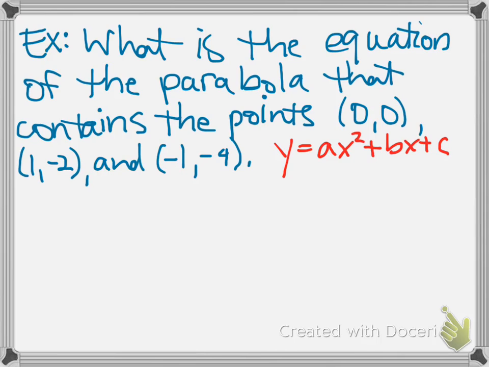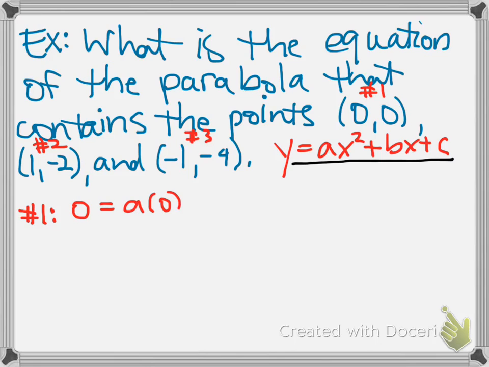And just for simplicity's sake, I'm going to number each of these points. The point 0, 0 will be number 1, this will be number 2, and here's number 3. So what we're going to do is we're going to take the coordinates for all 3 of these points, and we're going to plug them in to the standard form of our quadratic equation. So point number 1 is the point 0, 0. So that means when we plug those coordinates into our standard form, we're going to get the equation 0 equals a times 0 squared plus b times 0 plus c.